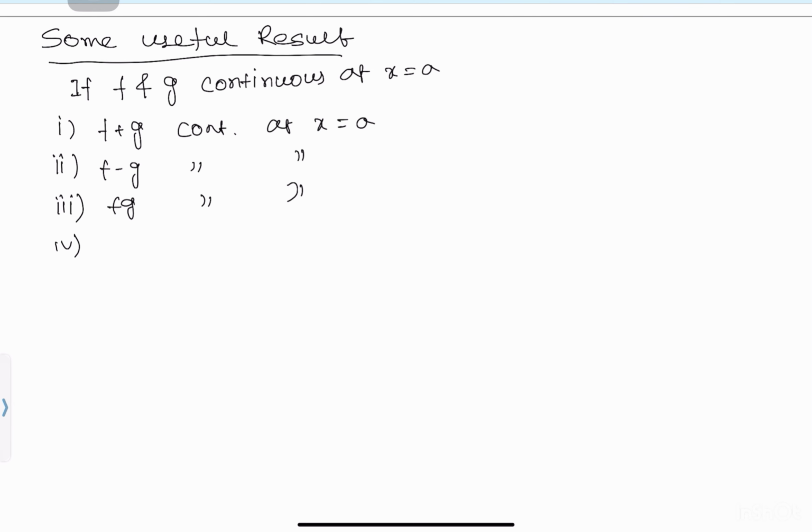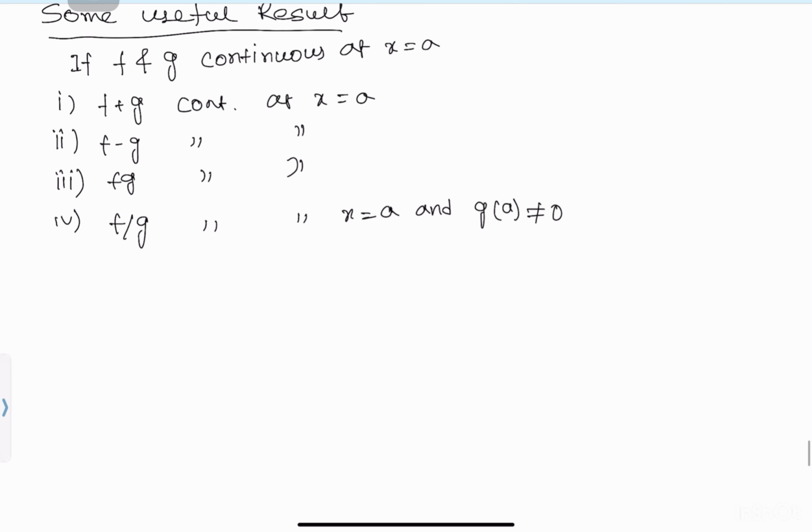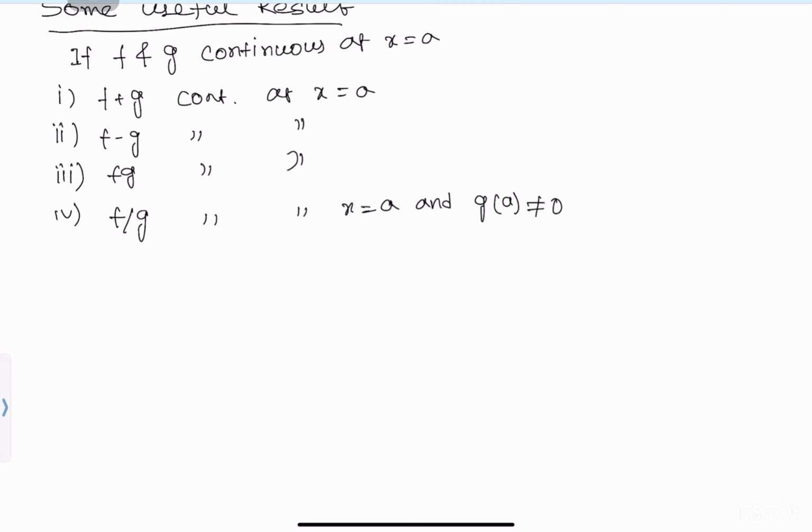Fourth one, f by g is also continuous at the point x equal to a, but here the additional condition is that g of a is not equal to 0, otherwise this becomes 1 by 0. Okay, clear? So this is for f and g continuous functions, like algebraic operations.